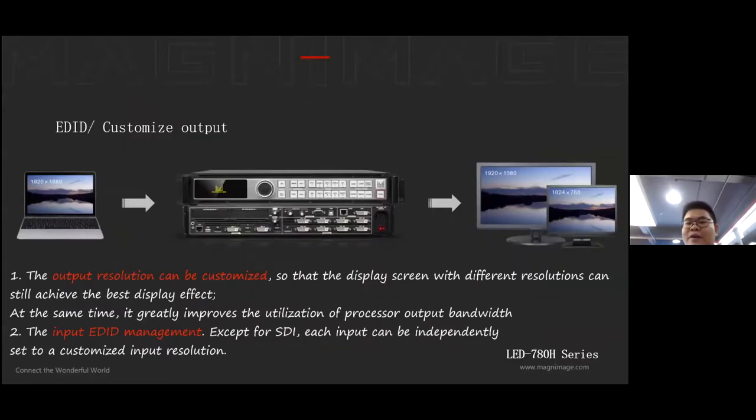Also EDID and customize. With this function, we can do pixel-to-pixel display for all events. Here the output resolution can be customized, and the input can be customized, except for SDI, because it's without any graphic card. Using this function, if you have a big screen, you can do like this, and for a smaller one, we can also do this to fit the size of the screen.